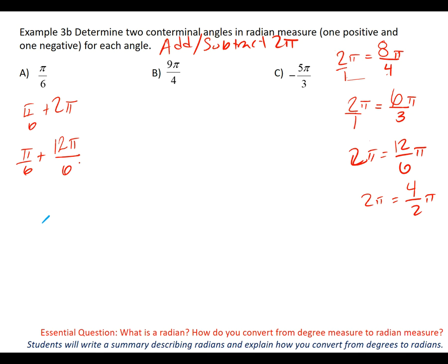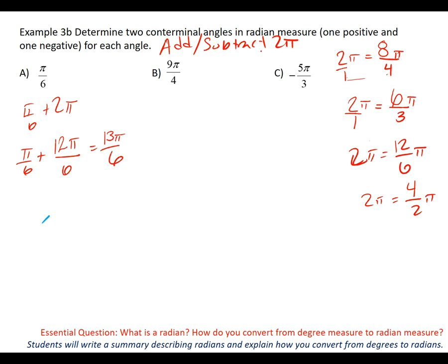12 pi over 6. All right, so when I add 1 pi over 6 plus 12 pi over 6, what do I get? 1 plus 12. There we go. It's not hard, guys. 1 plus 12. 13 pi over 6. Did I get a positive number or a negative number?